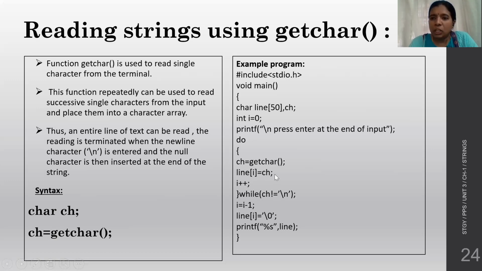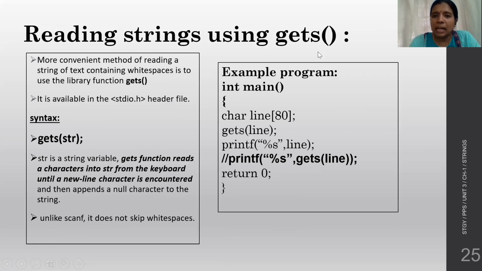Okay, so we can loop getchar inside any loop, while, for, do while, and get your job done. This is one of the ways. But getchar basically is used to read only one character, because string means group of characters. You put it inside a loop. Okay. So next one, can I do it using gets?